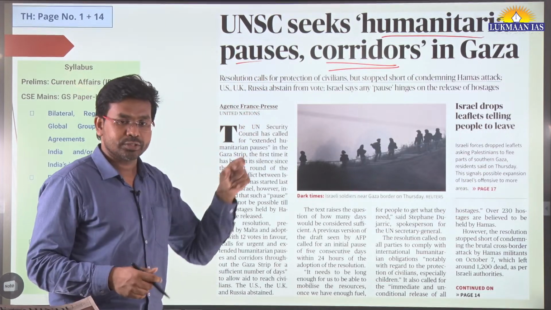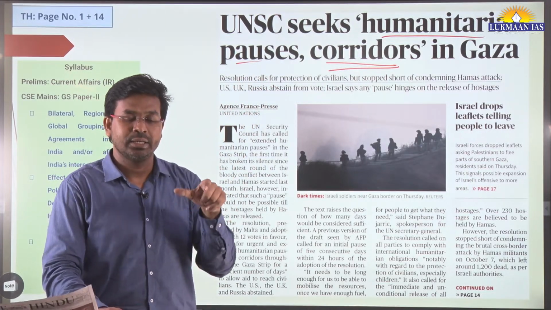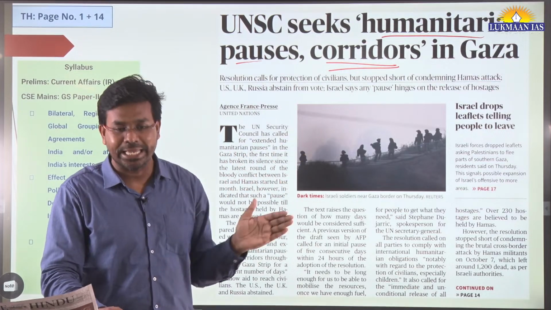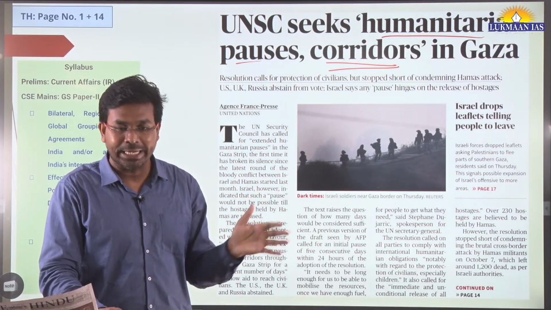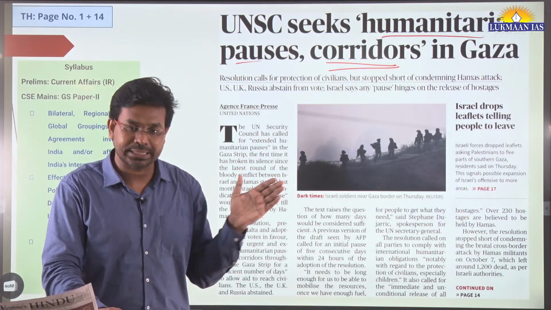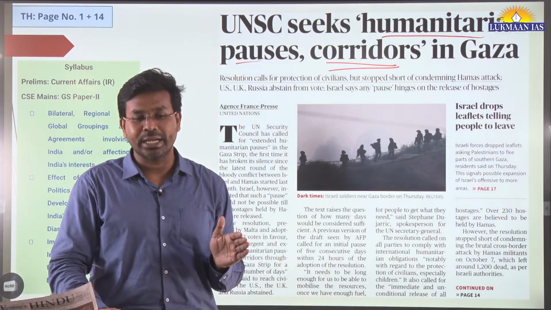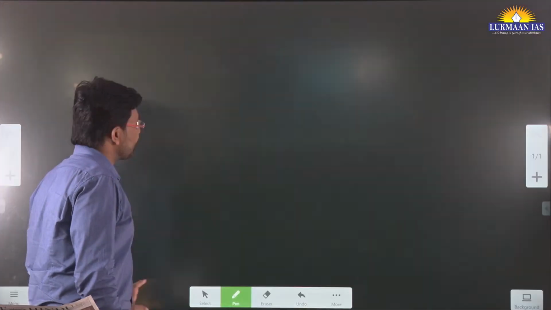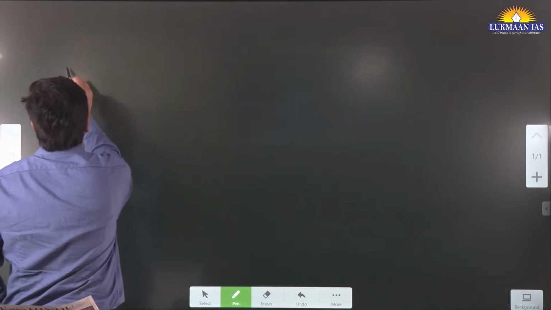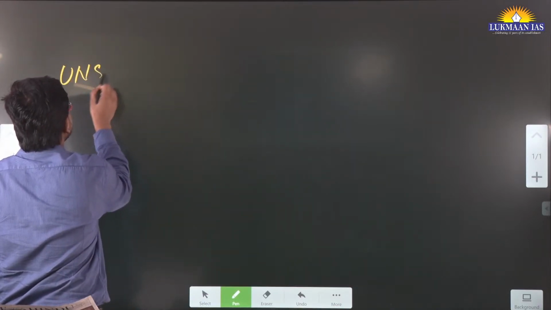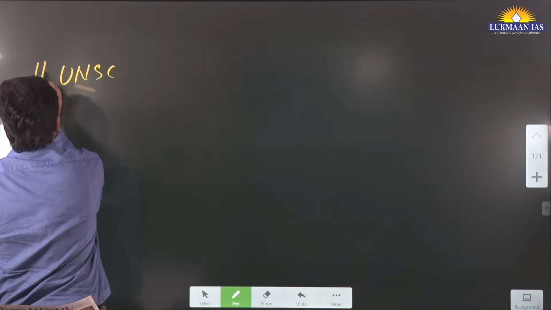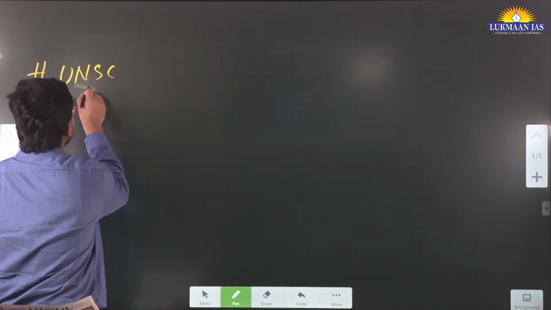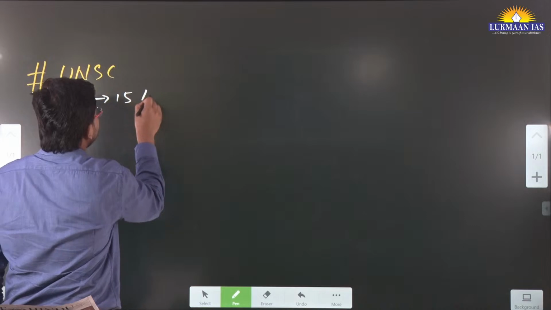And corridors means allowing the borders, opening the borders for some time, so that humanitarian aid, food material, medical supplies and other things can enter into the Gaza Strip easily. Okay. Now this article talks about a body. This body is the United Nations Security Council. When we talk about the United Nations Security Council, this is a body. It has 15 members.